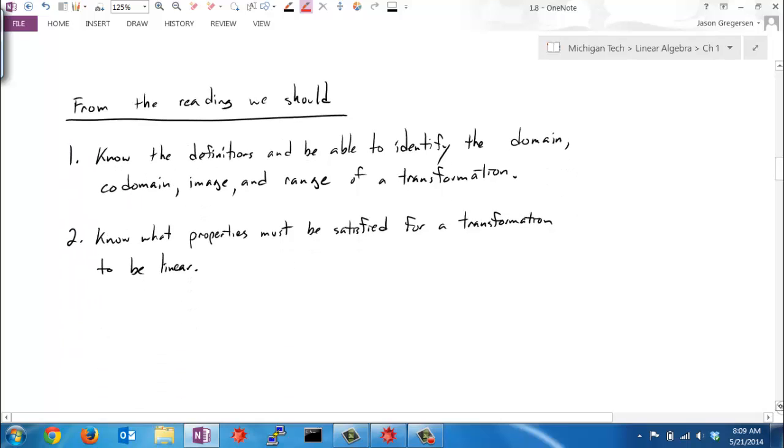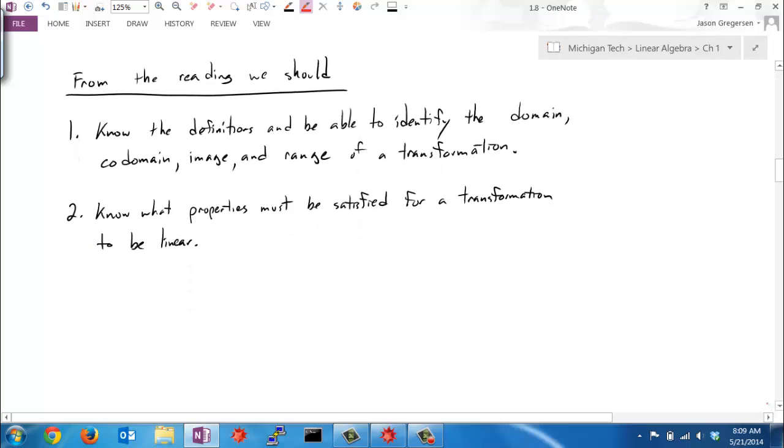All right, so from the reading, some of the big ideas. We need to be able to know the definitions of linear transformation. There's a whole bunch of associated definitions with that to identify the domain, codomain, image, and range of a transformation. These are all ways we characterize our transformations. After that, we need to know the properties that must be satisfied for a transformation to be linear.